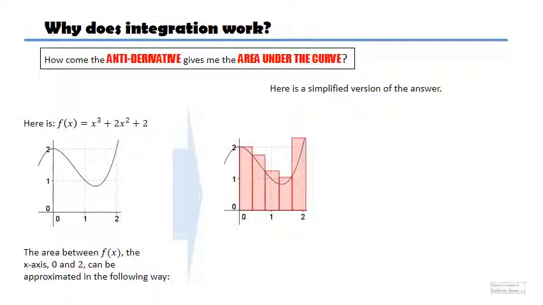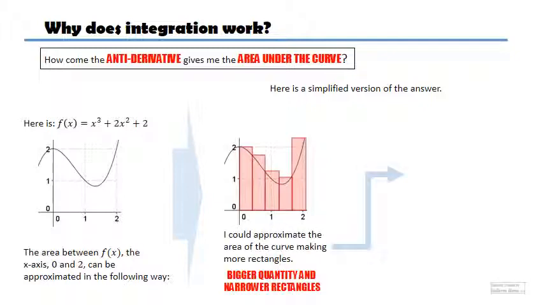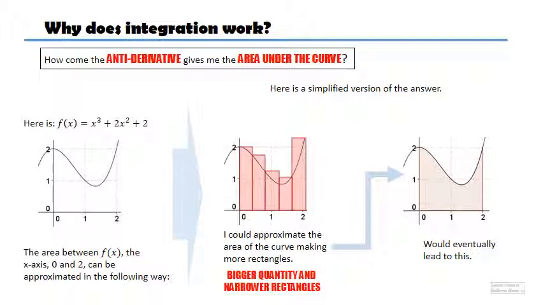That doesn't quite work. So what if I make more of these boxes? If I make double the amount of boxes, or 3 times or 10 times the amount of boxes, they would actually end up getting closer to this. And I would eventually get to the actual area between the curve and the x-axis. That is the general approach we're going to take. Let's take a look at it.